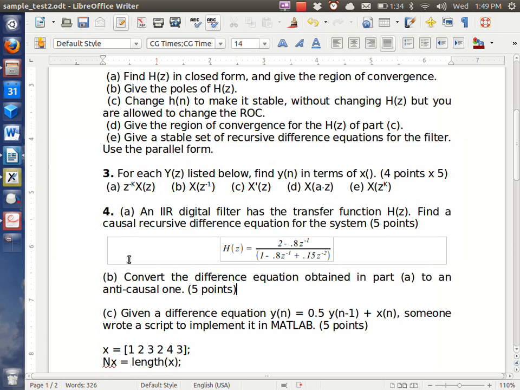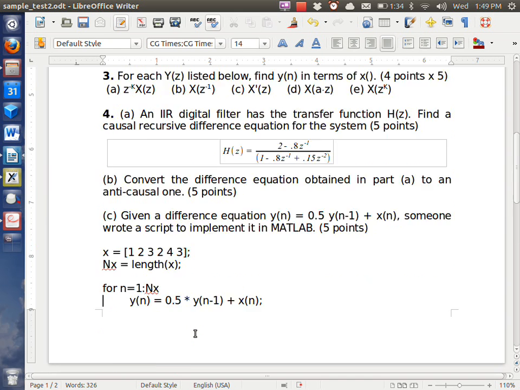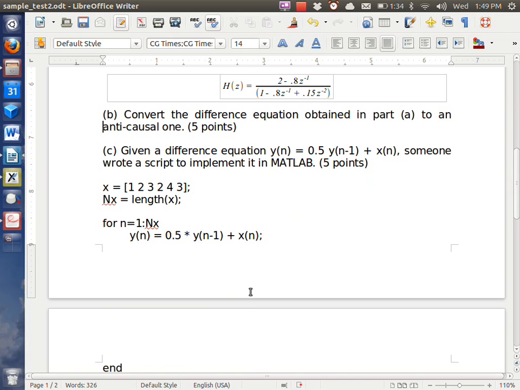And then part C, you're given a MATLAB script. Because we don't want to give away the answer to the first one, let's say you were given a simpler difference equation here, y of n equals 0.5 y of n minus 1 plus x of n. And so how would you implement this?